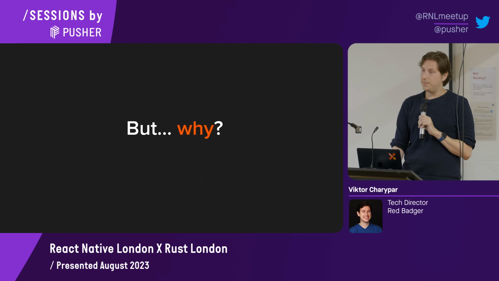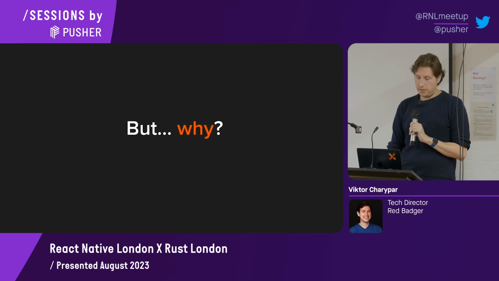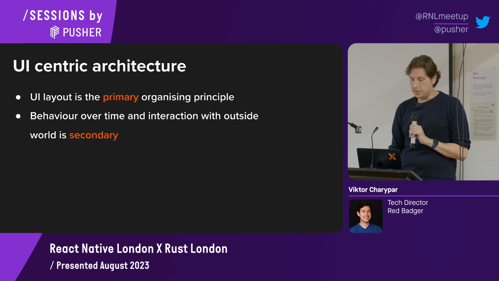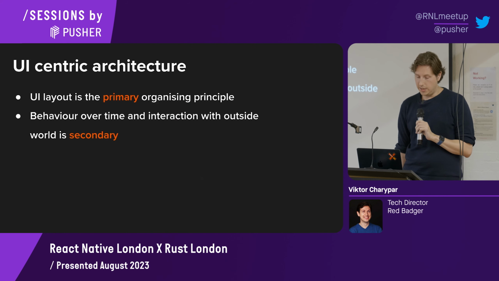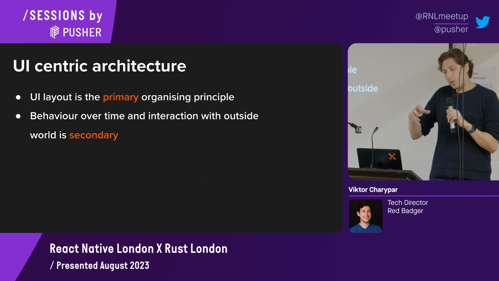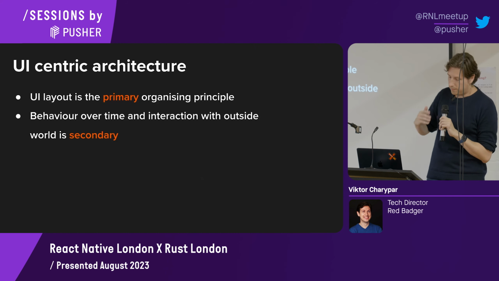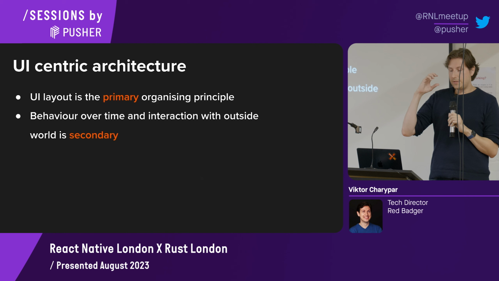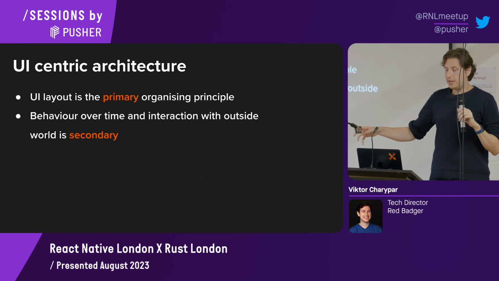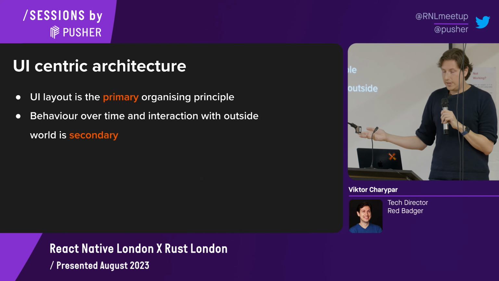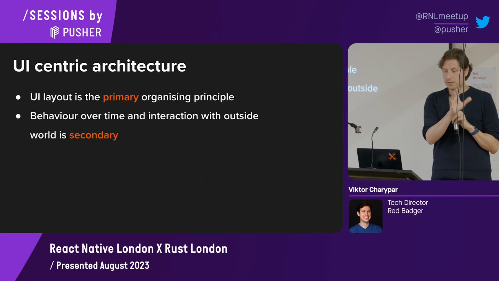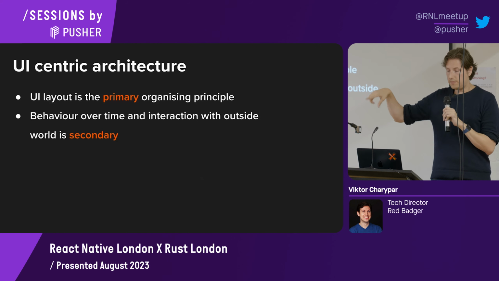And I want to know why. What is behind it? Why has no one cracked it? I think it's because we build them hard to test in the first place. I've tried to put the finger on what it actually is, and I think it's this UI-centric architecture of React, where the UI layout is the primary organizing principle of the whole code base, and then the behavior of what happens over time is secondary. So if you wanted to say it in a sentence, it looks like this, and when you poke it with your finger, it does that.